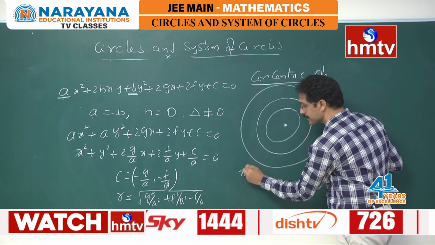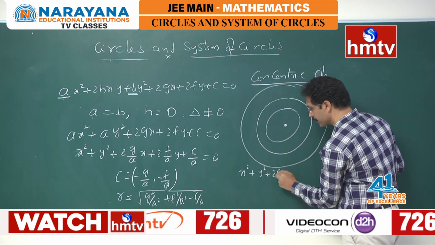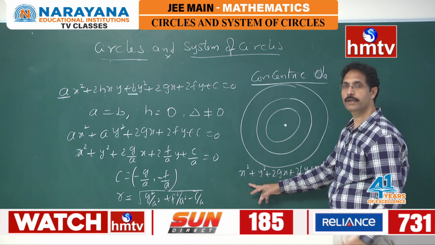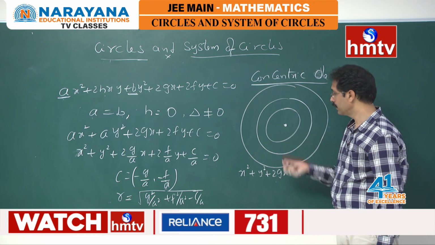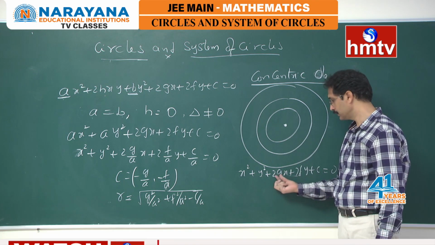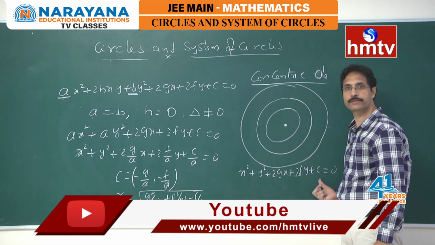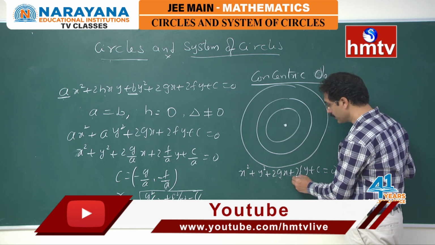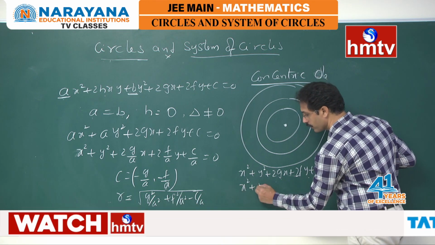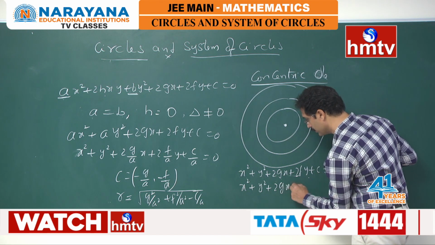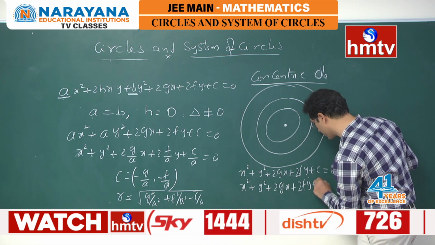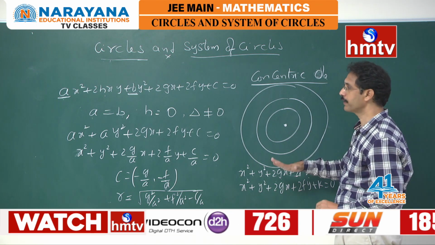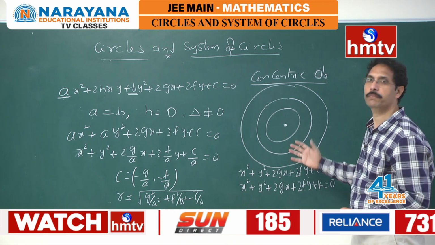So, suppose x² + y² + 2gx + 2fy + c = 0 is any given circle. Then how to find a concentric circle of that circle? Same center, no? So, we need not disturb g and f, only the constant will change, that is the radius will change. So, the equation of a concentric circle of this can be taken as x² + y² + 2gx + 2fy + k = 0. This is the equation of the circle which is concentric with this. Okay. In this way, a concentric circle equation can be obtained.